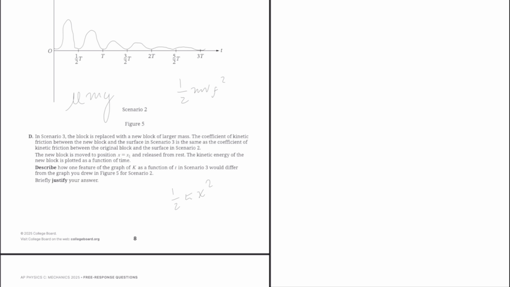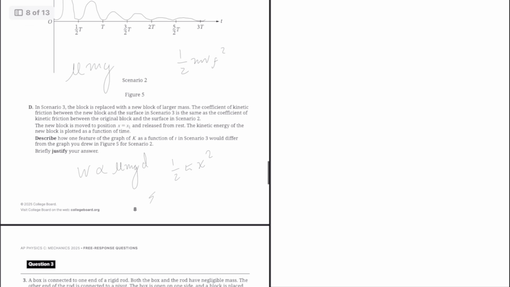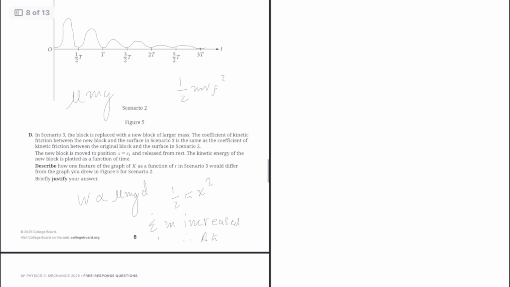What I said is per each period, the graph of K will dampen more due to a greater force of friction, as work equals the change in kinetic energy. Since work is proportional to mu mg d and m increased, therefore delta K must also increase. I'm not going to write that out. But delta K must also increase. And if delta K is increasing, then it has to dampen more per period, right? Does that make sense? I hope that made sense. But that's basically what I said.